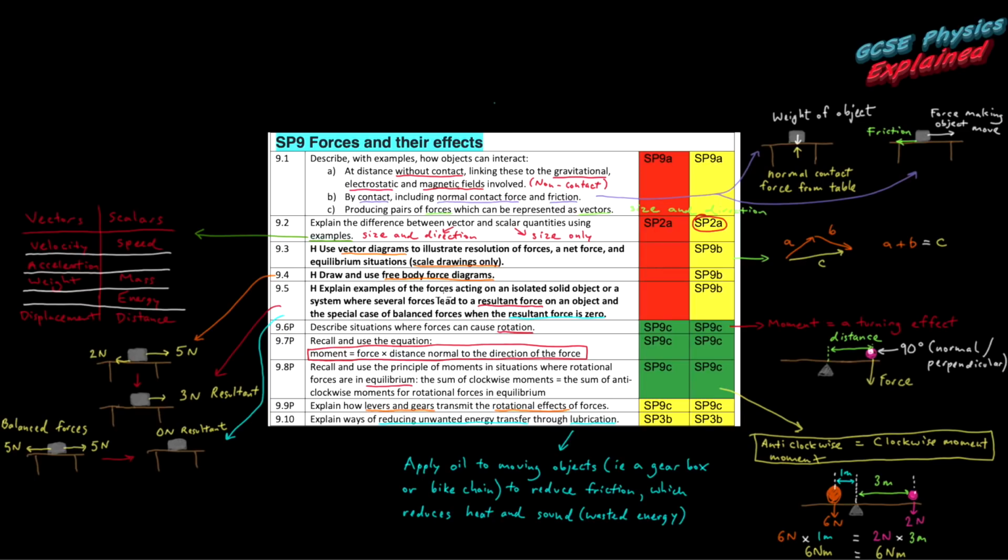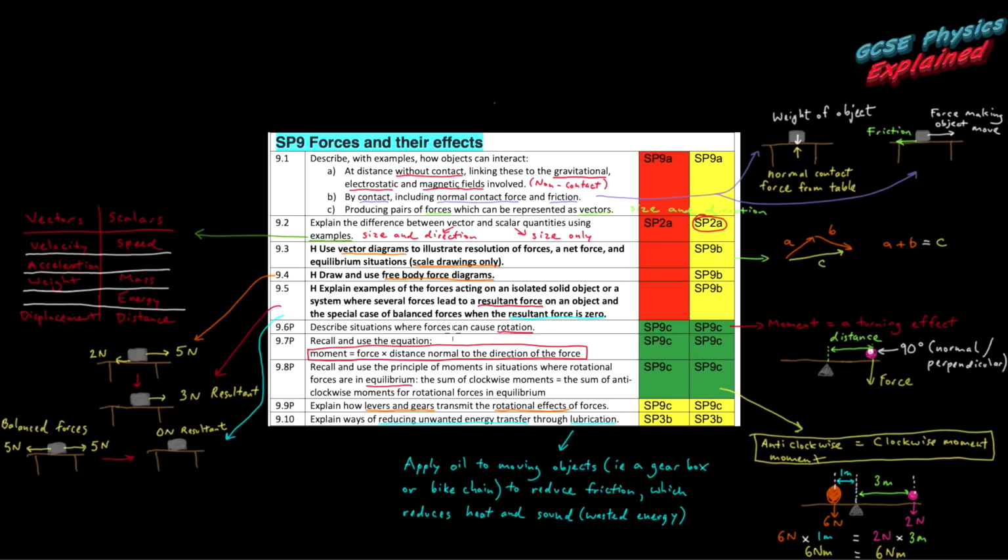Explain examples of the forces acting on an isolated solid object or a system where several forces lead to a resultant force on an object, and the special case of balanced forces when the resultant force is 0. So that's just what I've been over. 2 newtons to the left, 5 newtons to the right, you'll end up with just 3 newtons to the right. And the balanced forces, that would just be if you had 5 newtons to the left and 5 newtons to the right, they would cancel out because they're balanced forces, and you'd have 0 newtons as your resultant, with obviously no direction.